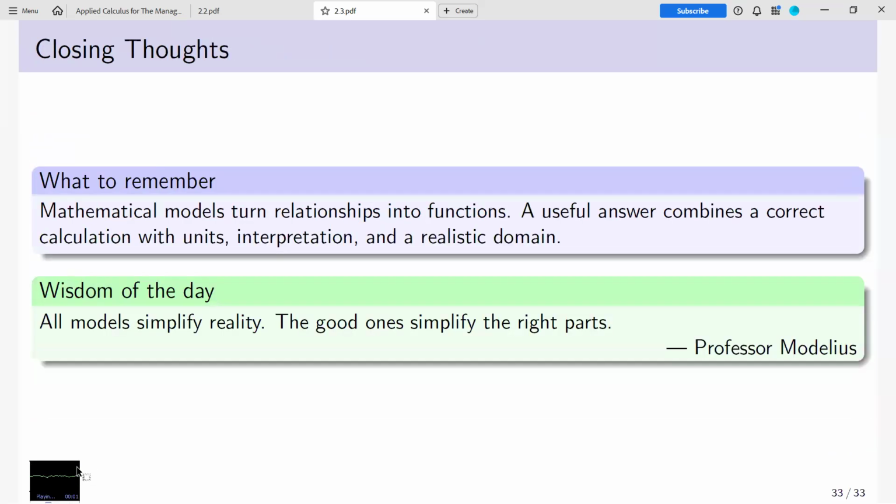The main lesson is that a formula becomes meaningful only when its variables, units, domain, and interpretation are clear. Wisdom of the day. All models simplify reality. The good ones simplify the right parts.